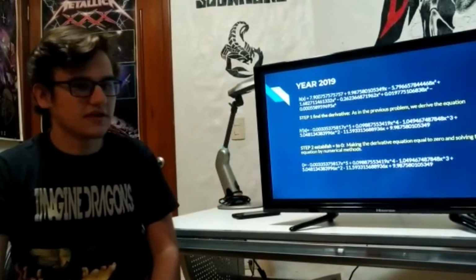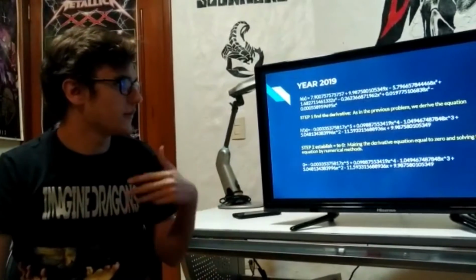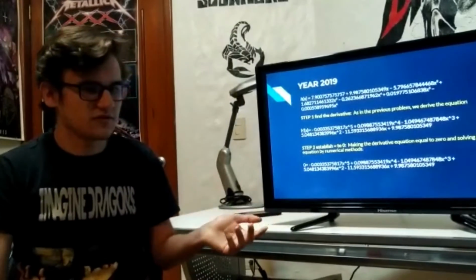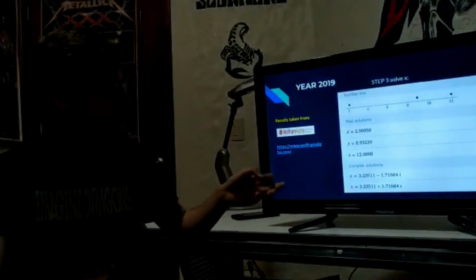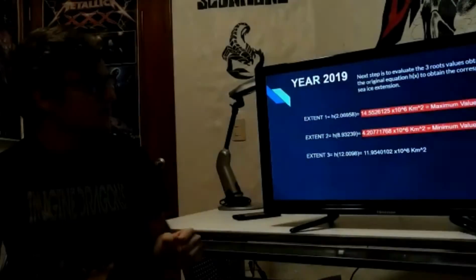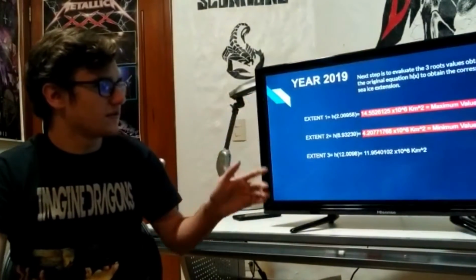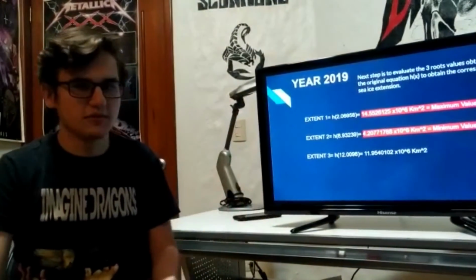Year 2019 is the same process as the other two with the derivative problem. We set it equal to 0 and solve it by numerical methods. We have 3 real solutions and we evaluate the 3 roots, obtaining a maximum value and a minimum value.